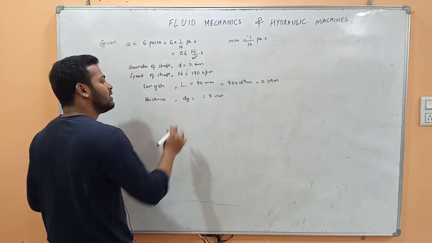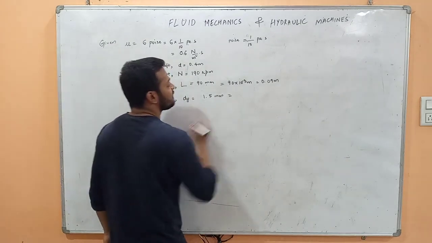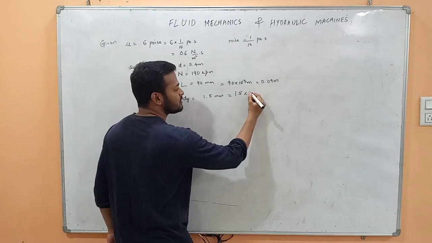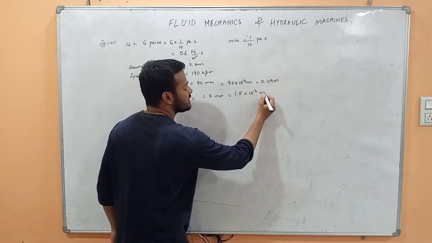Next, the value of dy is also given in terms of millimeters. So 1.5 into milli means 10 power minus 3. So in place of milli, I am writing 10 power minus 3 meters.